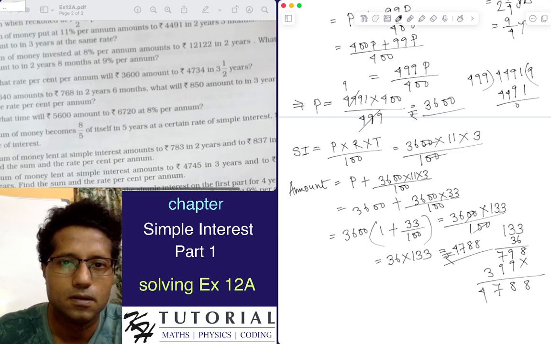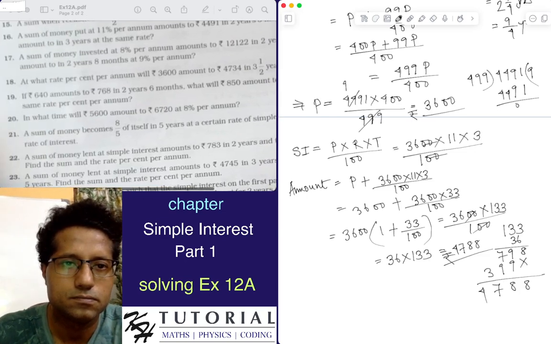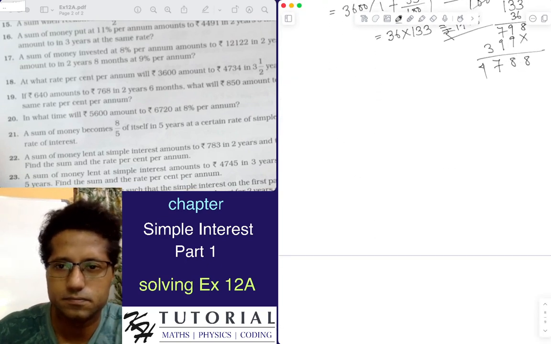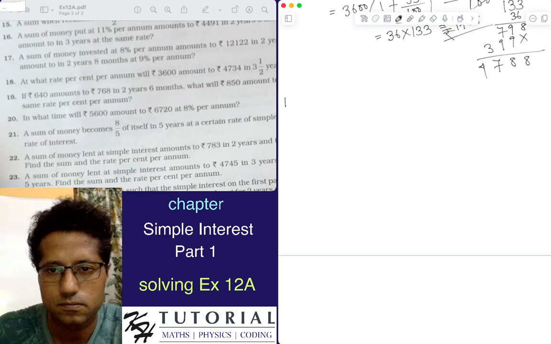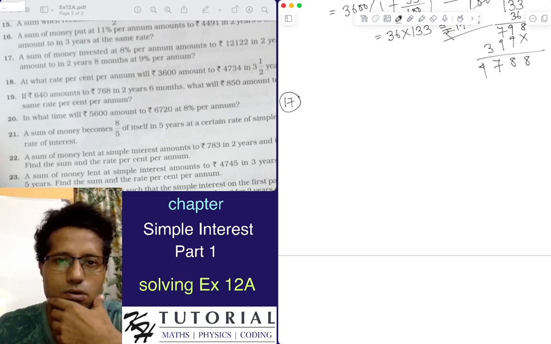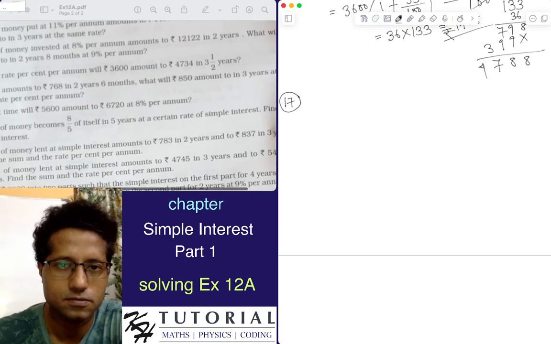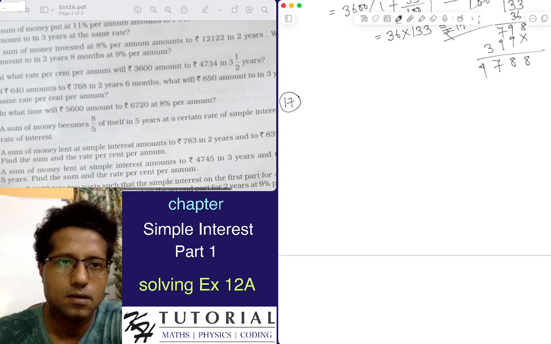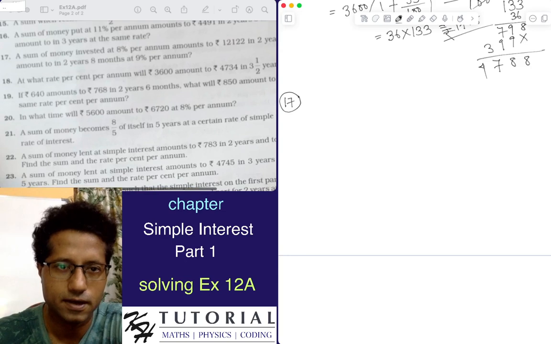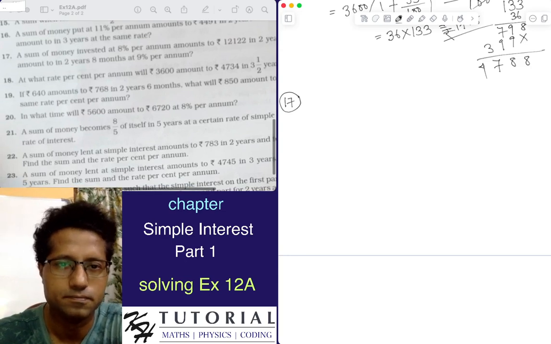Okay. Let's do problem number 17. It says a sum of money invested at 8% per annum amounts to rupees 12,122 in 2 years. What will it amount to in 2 years 8 months at 9% per annum?